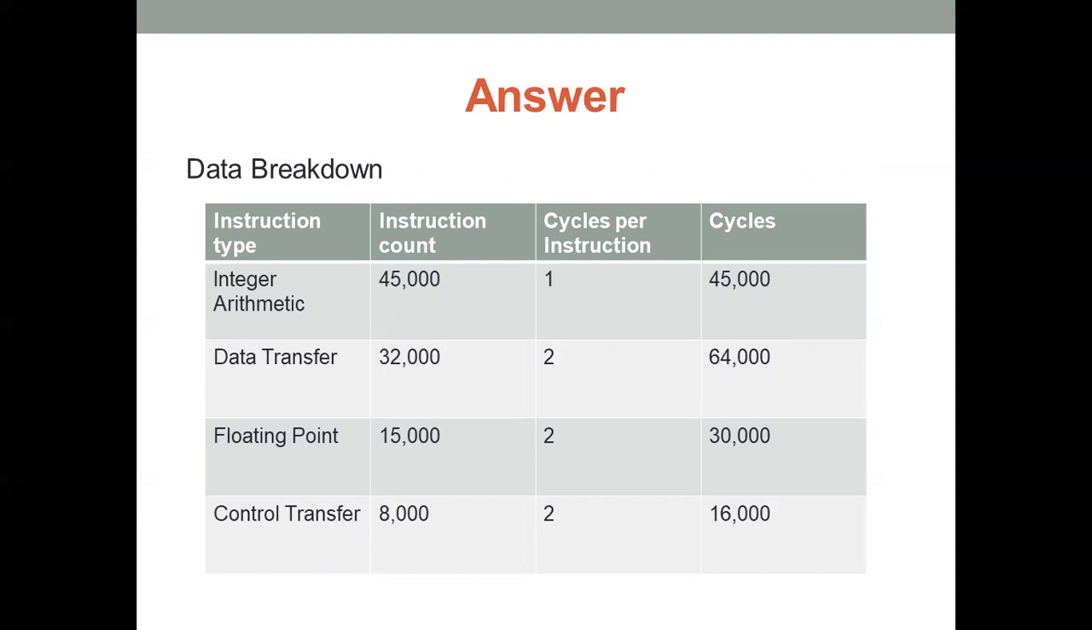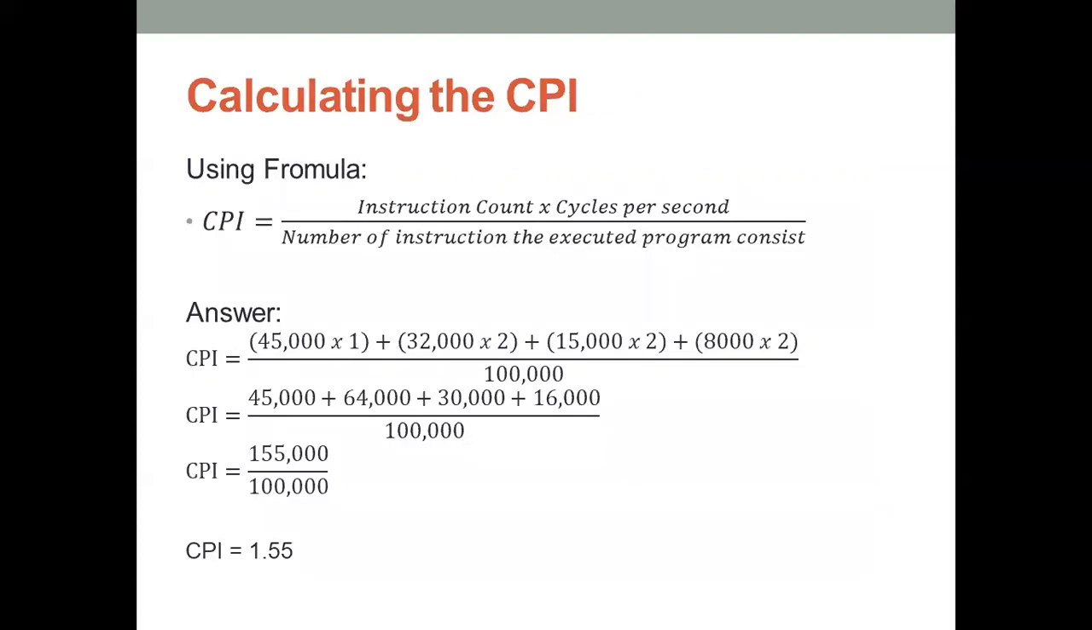Here we have 45,000 instruction count and cycles per instruction is 1. So we multiply them and get 45,000, and so on for integer arithmetic, data transfer, floating point, and also control transfer. After we get the cycles value for each instruction type, we can calculate the CPI. The formula for the CPI is instruction count multiplied by cycles per instruction and divided by the number of instructions the executed program consists of.